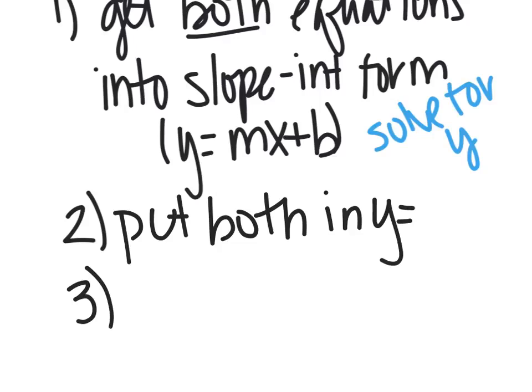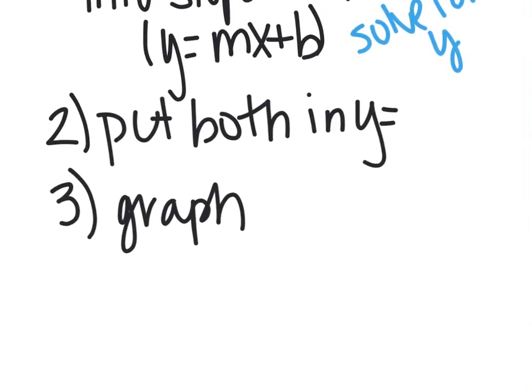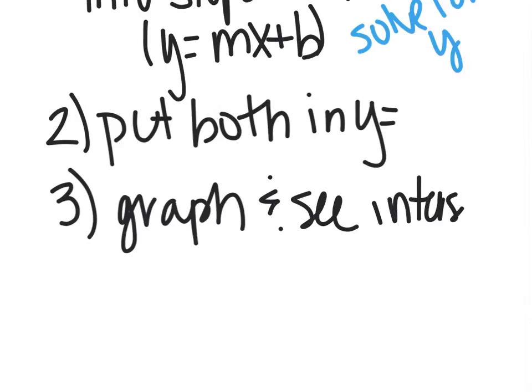And the third thing you need to do is you need to graph them. Okay? You have to graph them because you need to see the intersection. You have to be able to see the intersection on the screen.